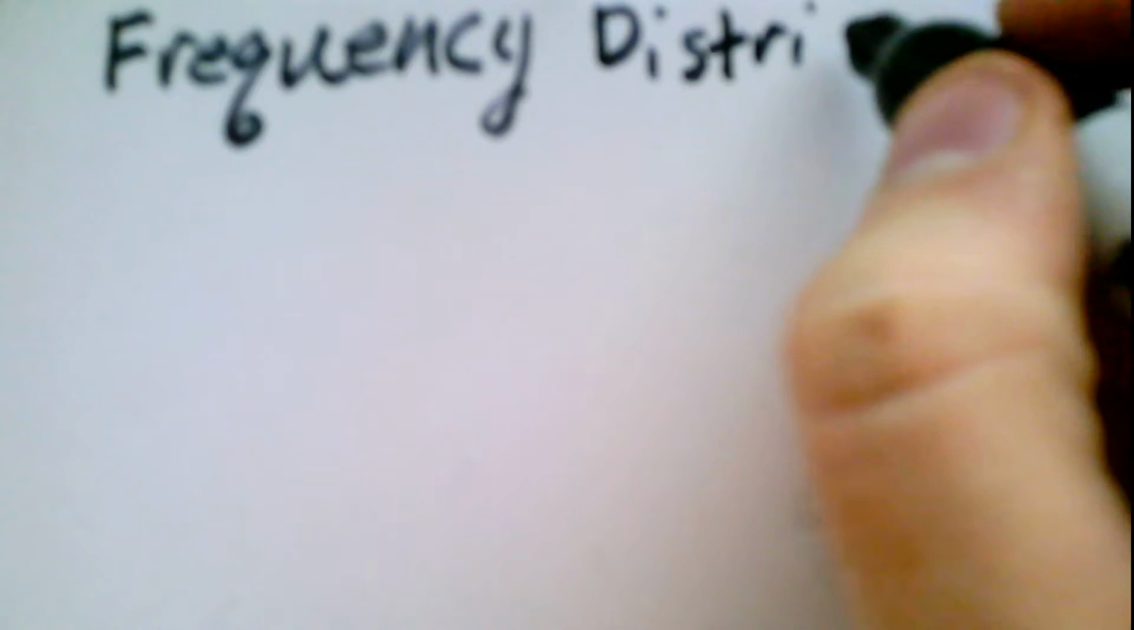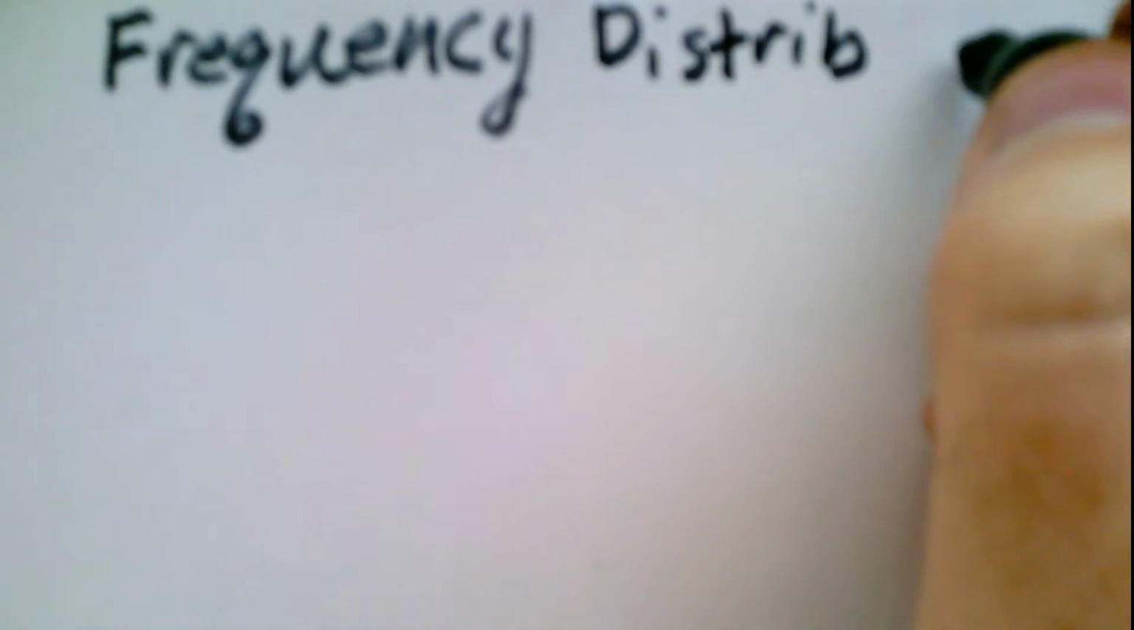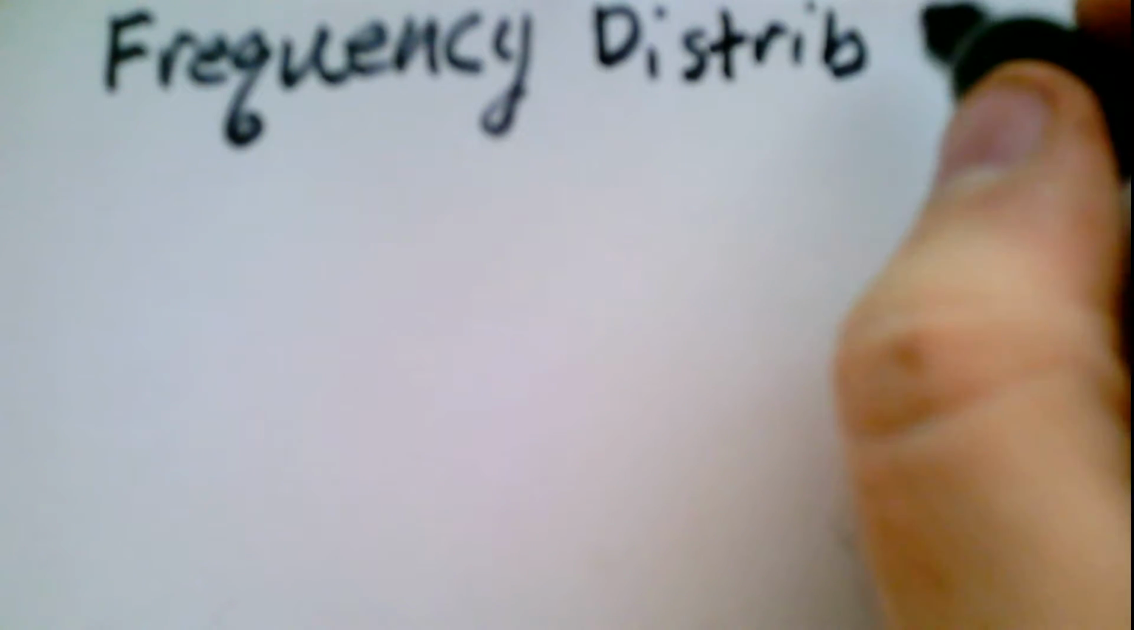We're going to give this term, frequency distribution, as our term for the relationship, the number of occurrences that a particular trait has in a population.